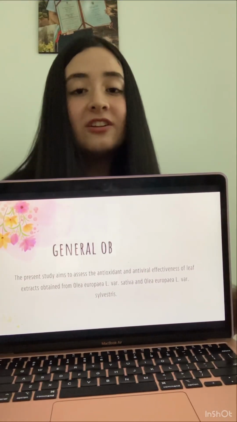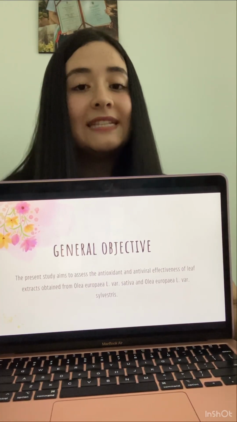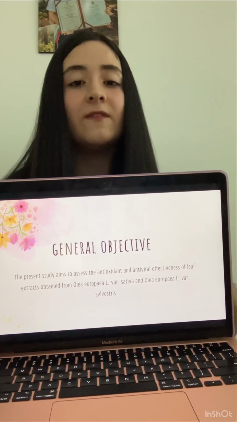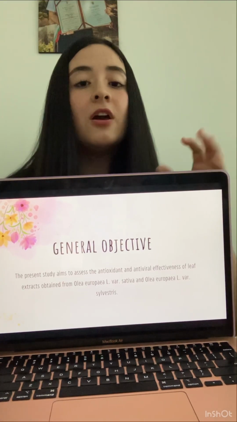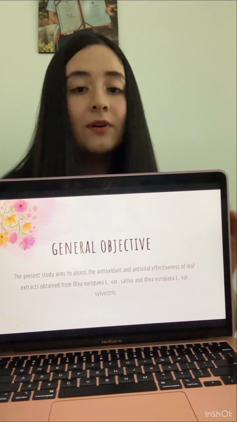Okay, the general objective: the present study aims to assess the antioxidant and antiviral effectiveness of leaf extracts obtained from Olea europaea sativa and Olea europaea sylvestris.